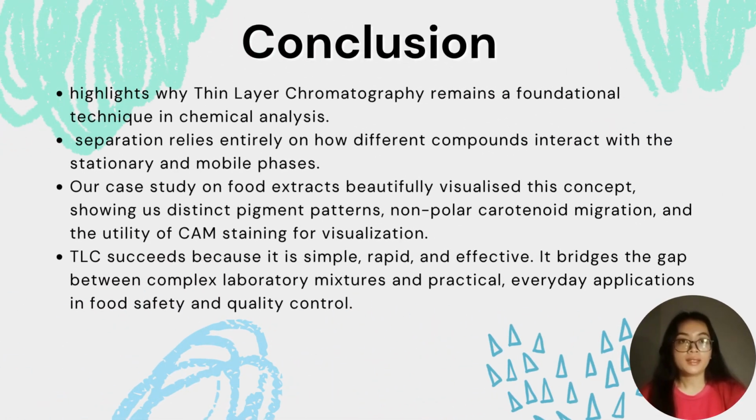In conclusion, thin layer chromatography (TLC) is a simple, fast, and useful method for separating and identifying compounds. It works by using the different interactions of substances with the stationary and mobile phases. From the food extract case study, we saw how different pigments were separated and identified. Overall, TLC is an important technique that is widely used in food analysis, quality control, and many other laboratory applications.